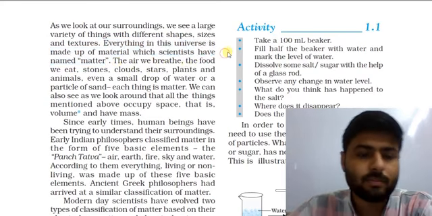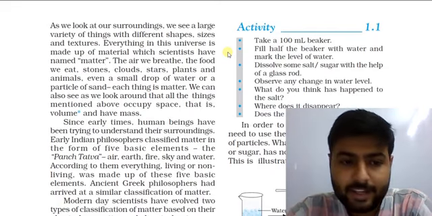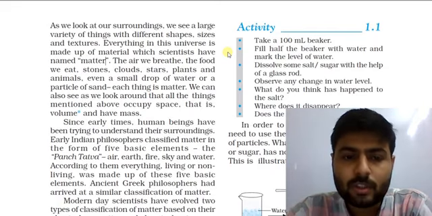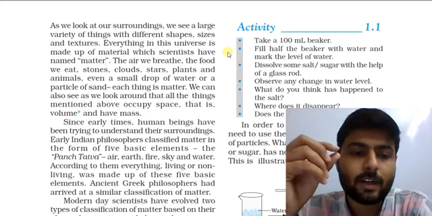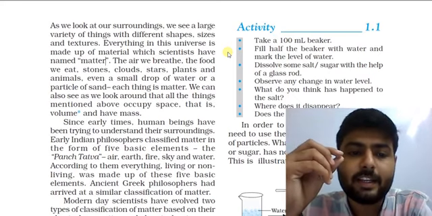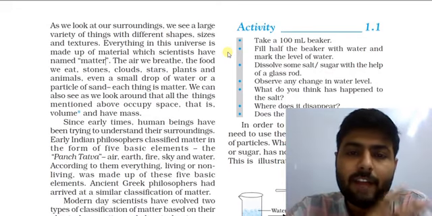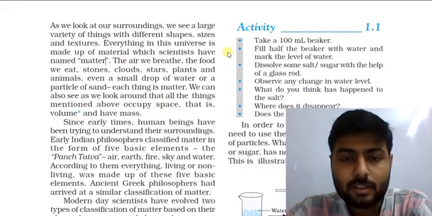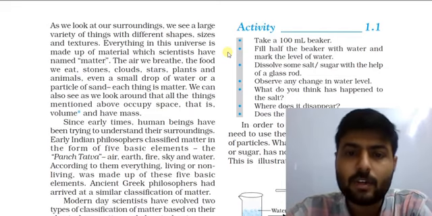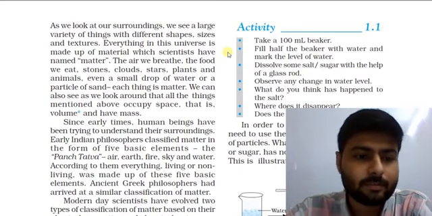What is an example of matter? The air we breathe, the food we eat, stone, clouds, stars, planet, animal, even a drop of water or a particle of sand, each thing is matter. So everything around us, air, stars, satellite, food, everything is matter.